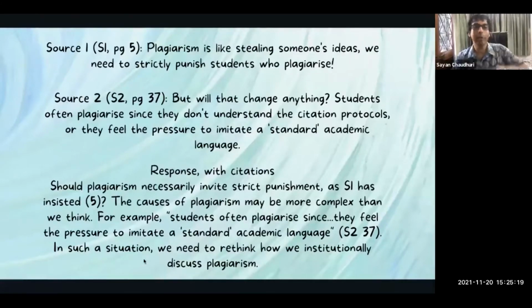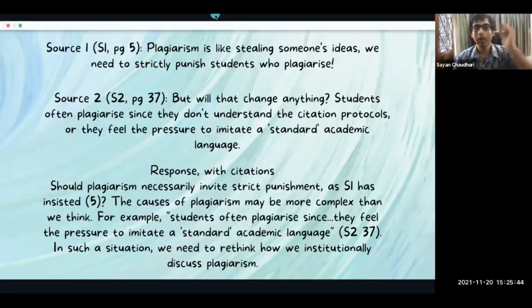In such a situation, I'm concluding, we need to rethink how we institutionally discuss plagiarism. It's not that I've said anything more, perhaps this is just the introduction. And now I'll go on to talk about how we need to rethink. But as you can see, just this exercise gives you the literacy or the skill you require in order to start putting together sources in an academic argument.